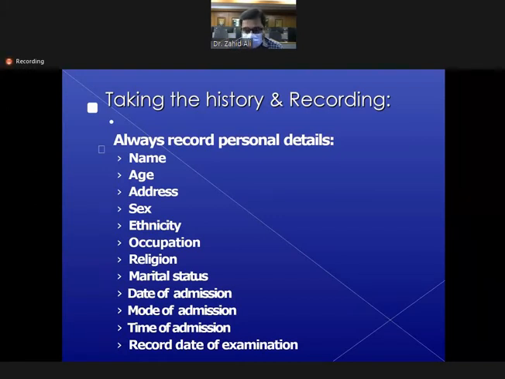Then occupation. You might have heard about occupational diseases, like if the patient has a long-standing profession such as traffic policeman, then varicose veins are very common. If they are working in industries, then asthma is very common. Coal workers get pneumoconiosis. If they are keeping birds in their home, then psittacosis is very common. So all this is very important.